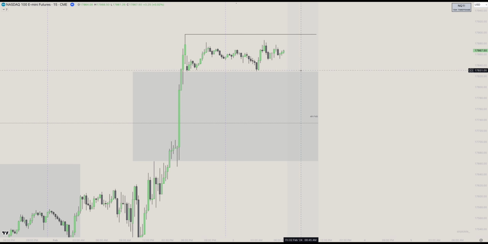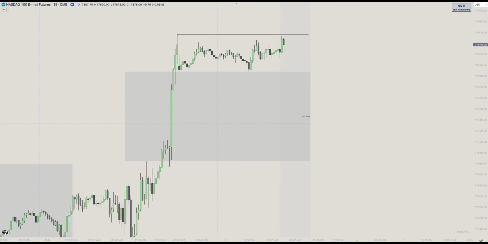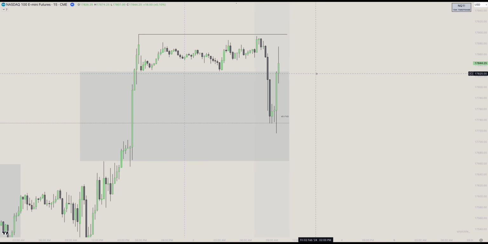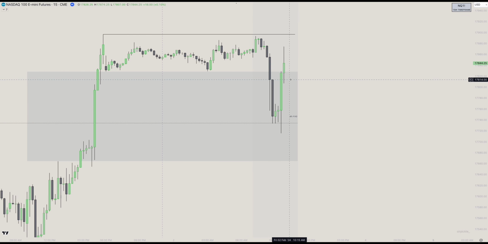So here we are, NFP is at 8:30. So let's see what happens on that news release. And as we see, we have a large manipulation down right to the level that is the order block overlapping with the 4-hour fair value gap. So at this point, I am looking for a 15-minute fair value gap displacing higher. So right here is that 15-minute fair value gap. So there is our entry.